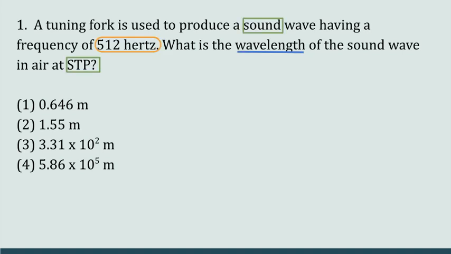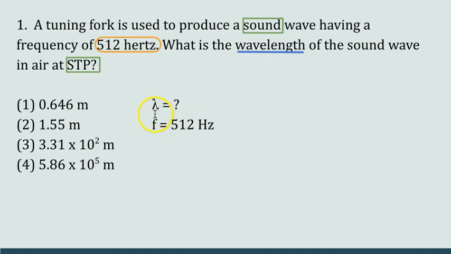The first thing I did was annotate this question using CUBES, meaning that I circled the numbers and units. In this case there was just one number given. I boxed the keywords and I chose sound and STP, and then I underlined the unknown, which was wavelength. So based on that information, I know that wavelength is my unknown. That's what I'm looking for.